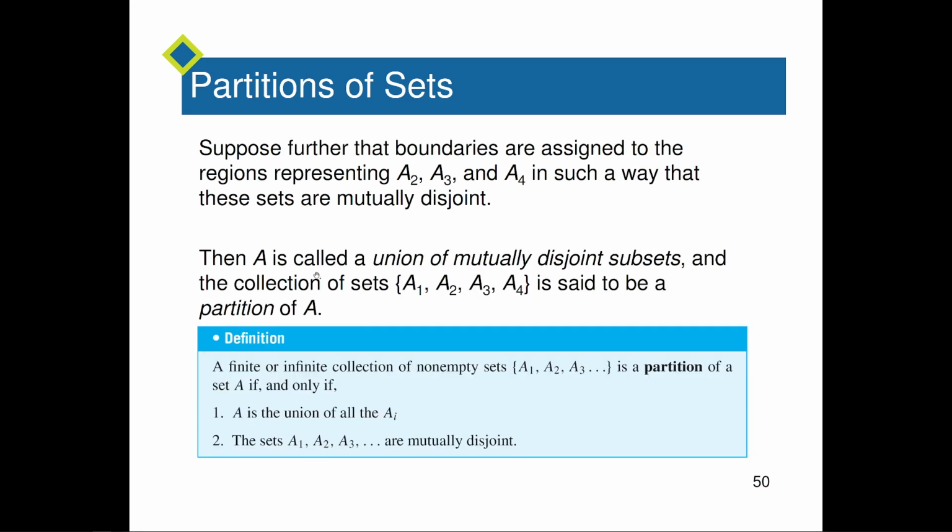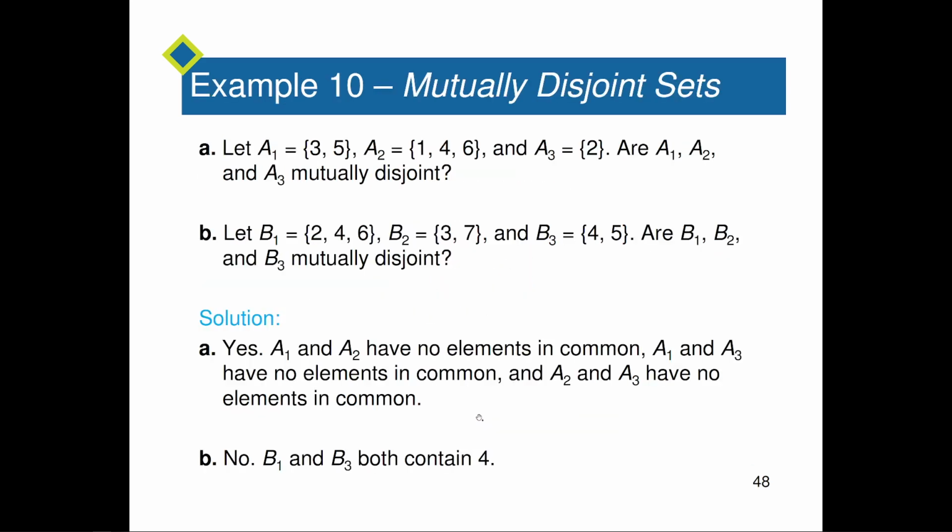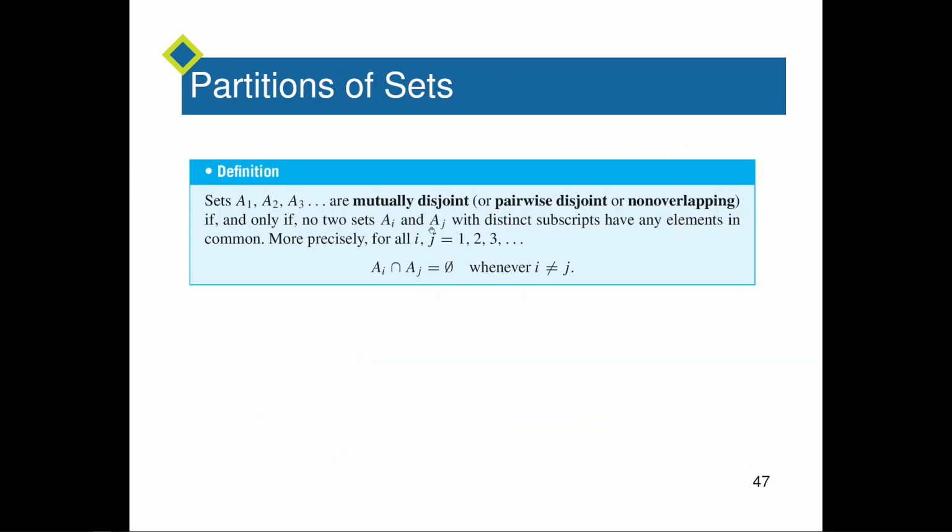For this one, we'll just loosely define a finite or infinite collection of non-empty sets as a partition of a set A if and only if, number 1, it's the union of all the Ai's, and 2, the sets are mutually disjoint. Let's go back and remind ourselves what mutually disjoint means. Remember, when we say mutually disjoint, we also mean pairwise disjoint. It's the same thing, which means that the intersection is equal to the empty set.